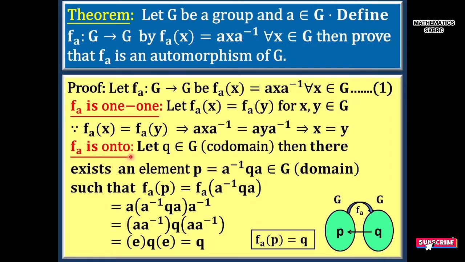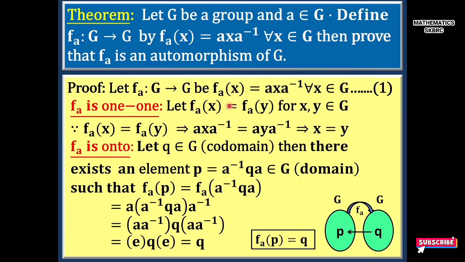Second one, f_a is onto. Let q be an element in the codomain G. Then there exists an element p = a inverse q a belonging to G, the domain, such that f_a(p) = f_a(a inverse q a).